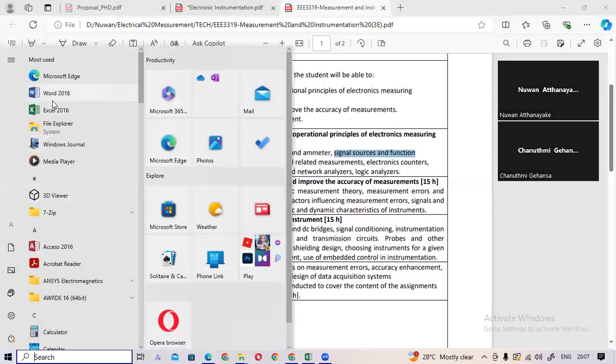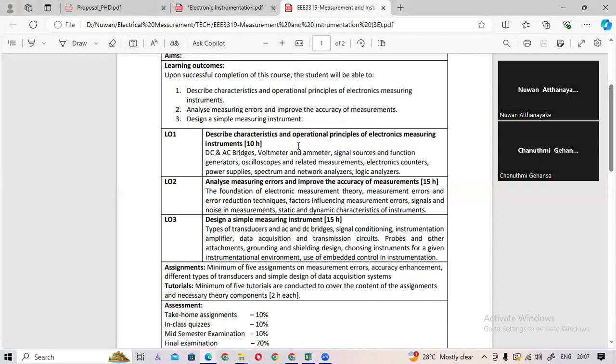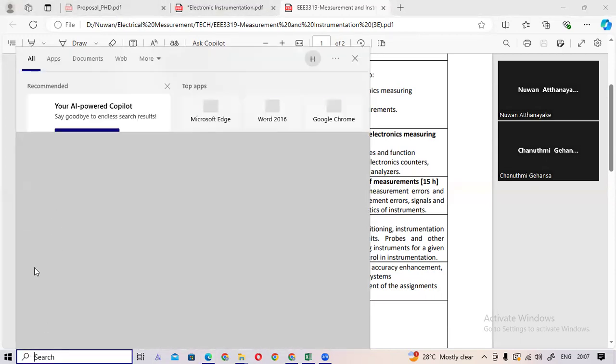Actually, you have to practically use these signal sources and function generators. Then you can see the error, and how those errors are handled. Those are the things we need to learn. But the operation principle I will explain very briefly.